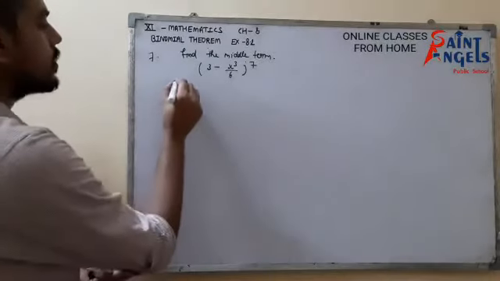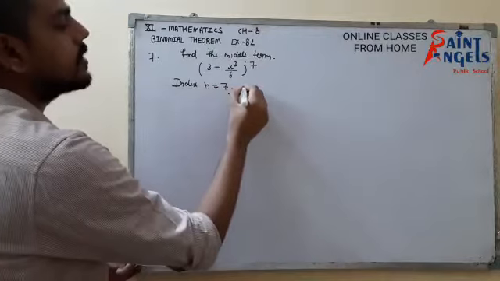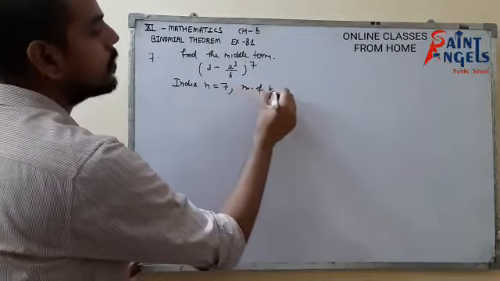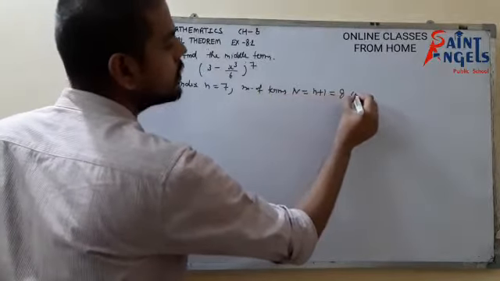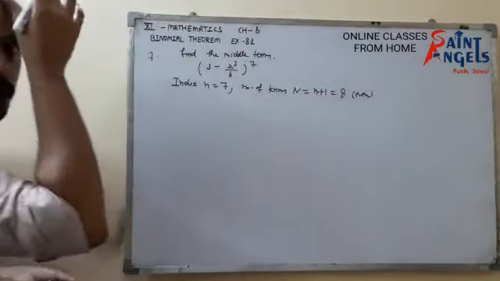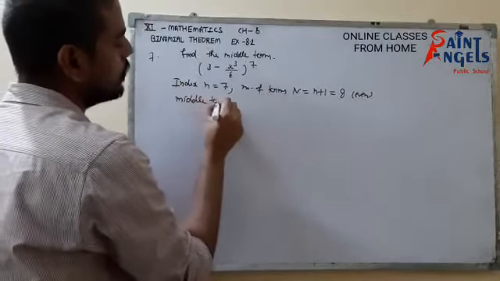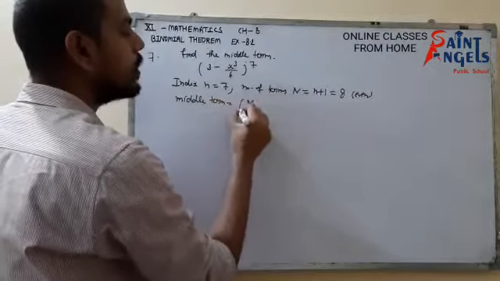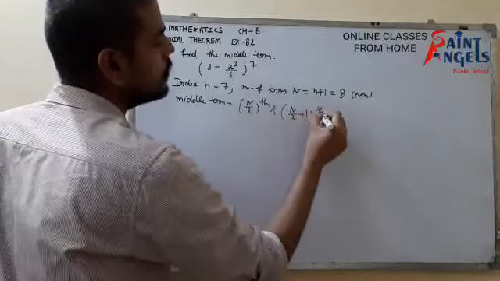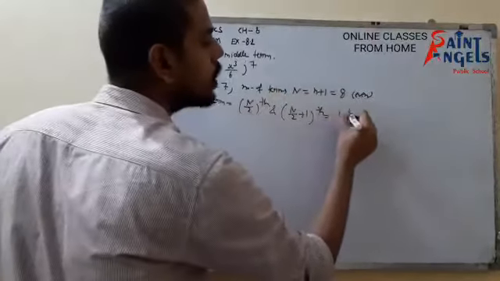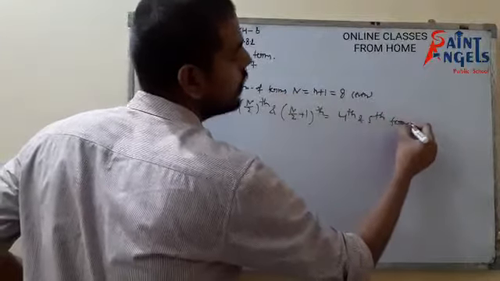So index n is equal to 7. Then the number of terms, capital N, is equal to n plus 1. It means 8 terms. It means even. Whenever we have an even number of terms, we will have two middle terms. So the middle terms would be the (n/2)th and the (n/2 + 1)th term. It means 8/2, the 4th term, and next to the 4th, the 5th term. So the 4th and 5th terms are the middle terms.